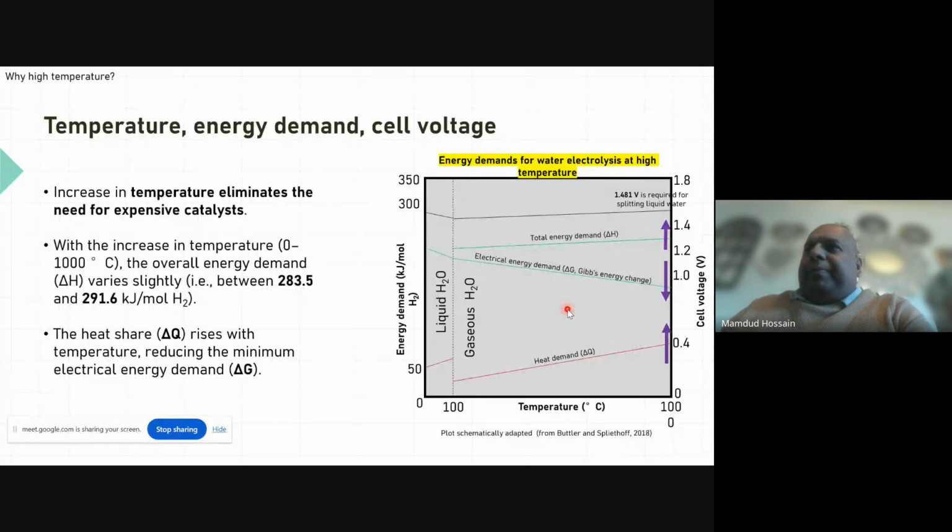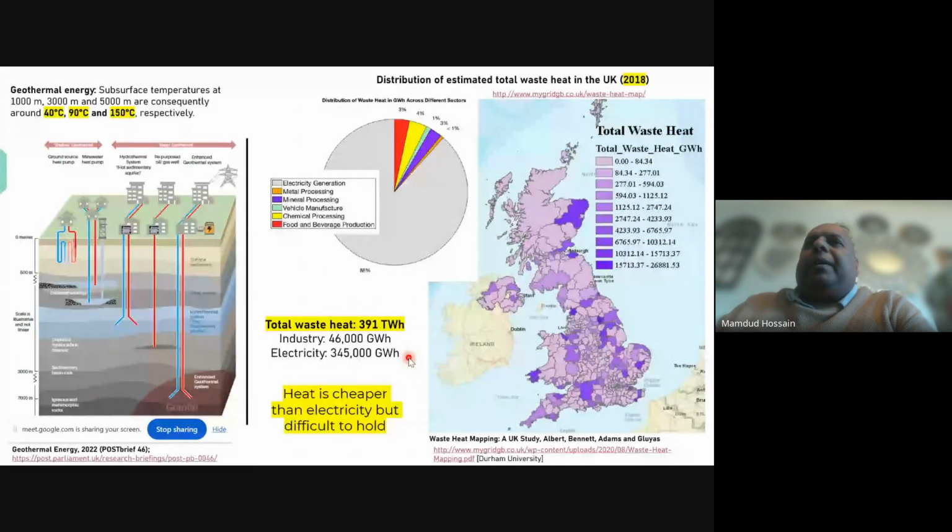For example, where is the heat coming from? Heat can come from a geothermal source. If you dig down 1000 meters, 3000 meters, or 5000 meters, you can get temperatures of 40 degrees Celsius, 90 degrees Celsius, and 150 degrees Celsius. This is not enough, but you can increase that to a higher temperature using a heat pump. However, there is a lot of waste heat at very high temperature in the UK.